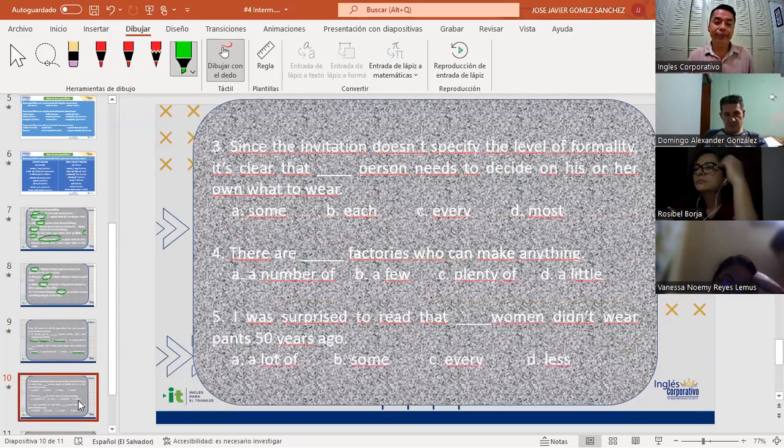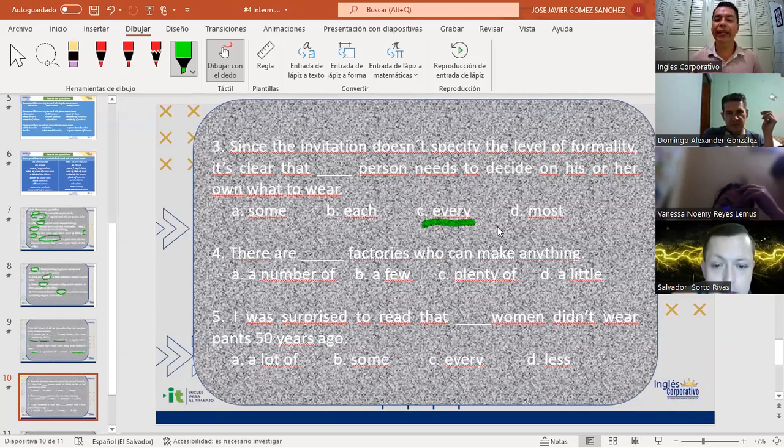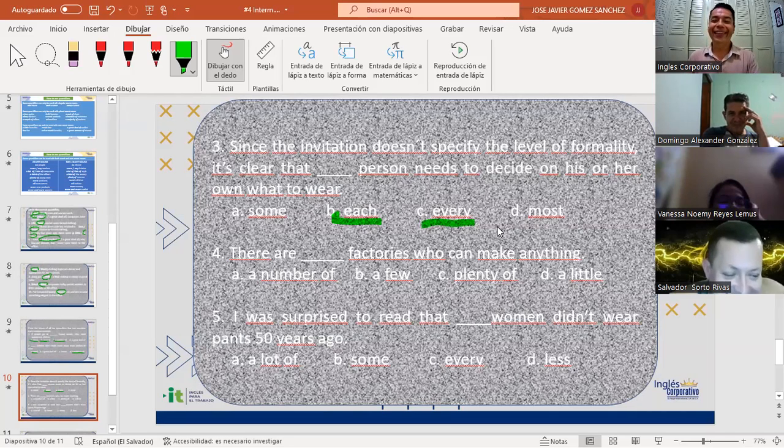Okay, let's continue. Number three, Chamba, please, your opportunity to obtain a lot of money in this game. Since the invitation doesn't specify the level of formality, it's clear that each person needs, or every person. Every person. Each person. My goodness, Chamba, correct, right? Creo que usted fue con Willy Maldonado alguna vez. Yes, congratulations.